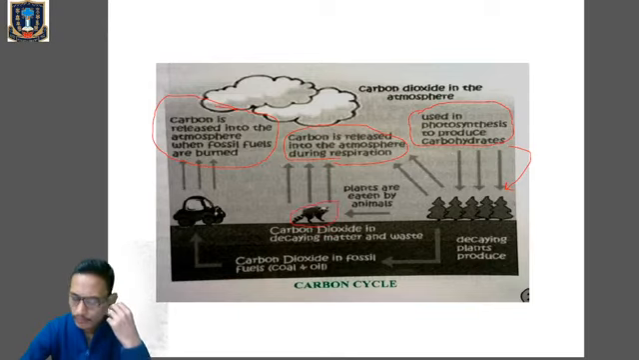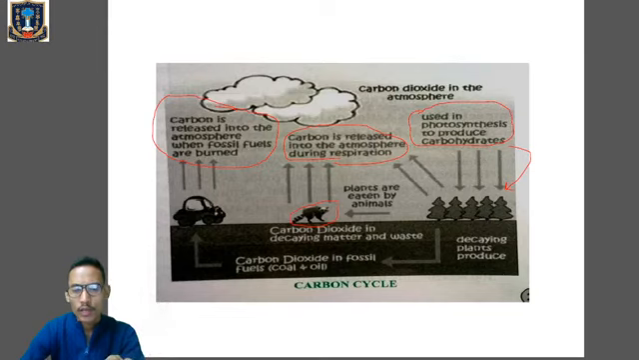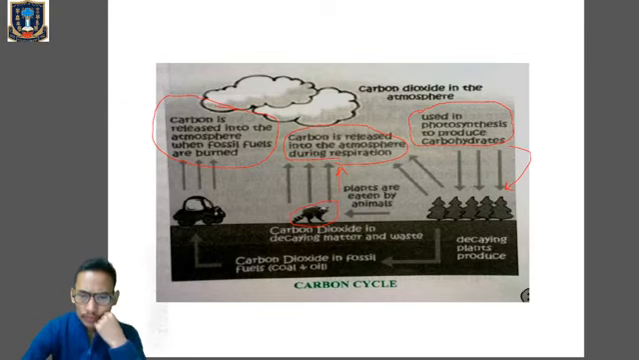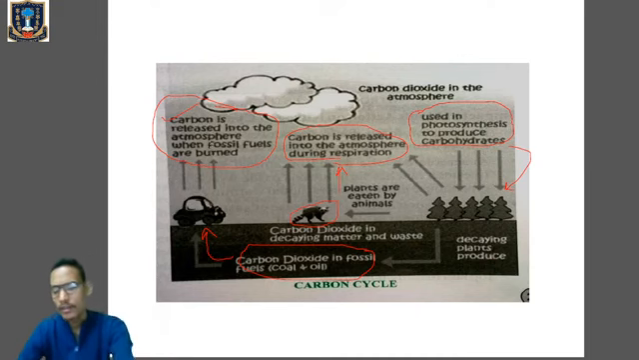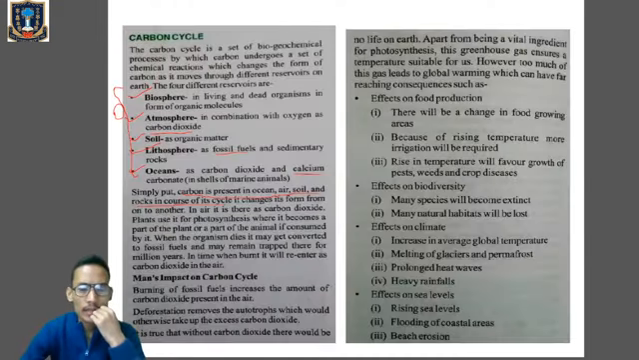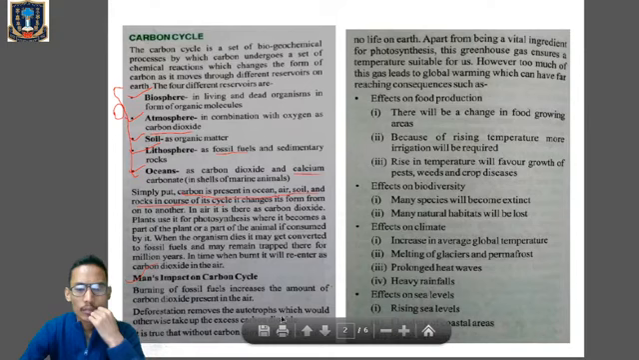Now those plants will be consumed by the animals. These animals undergo the process of respiration, so carbon will be released into the environment. Now these animals and the plants will die and they will form the fossil fuel. And whenever we are using the fossil fuels, what is being released into the environment? Carbon is released into the environment. This is a simple illustration of the carbon cycle. Clear?